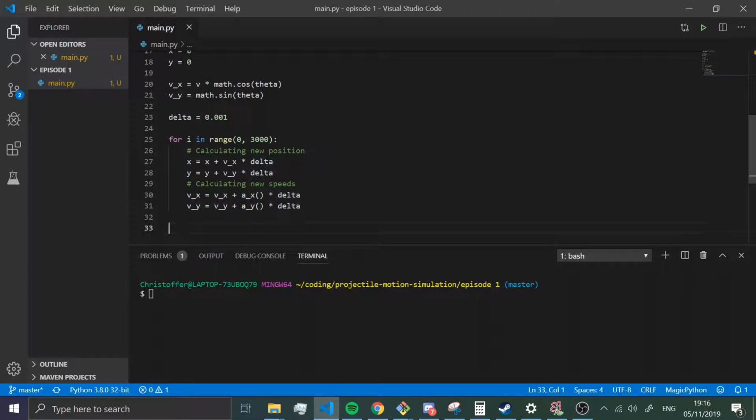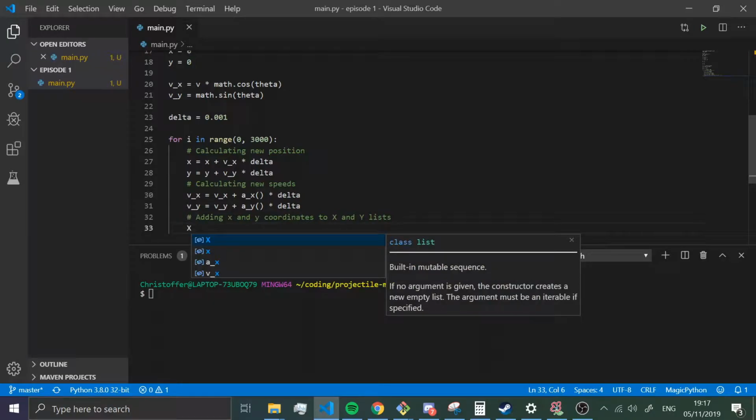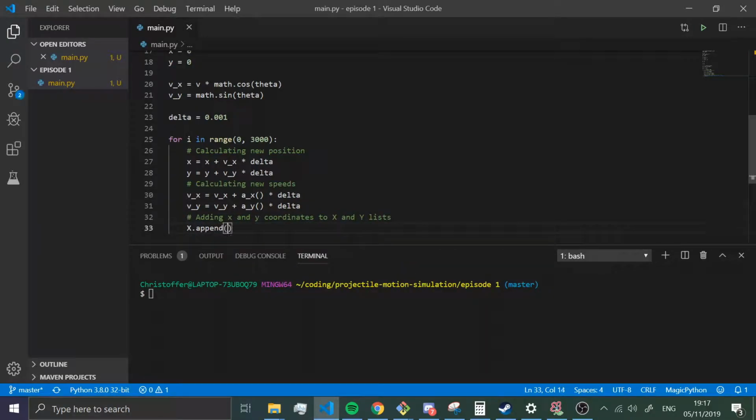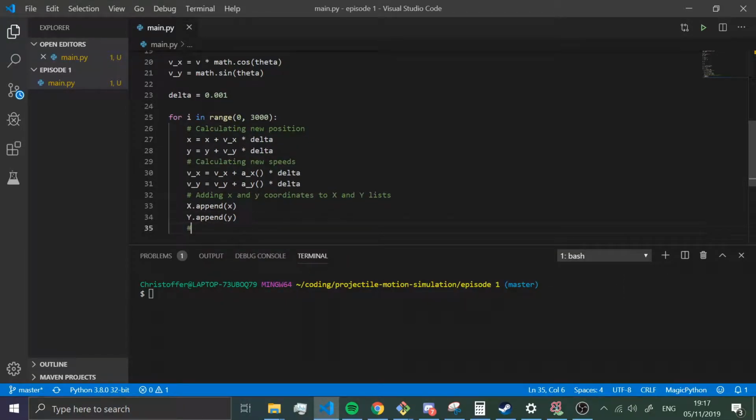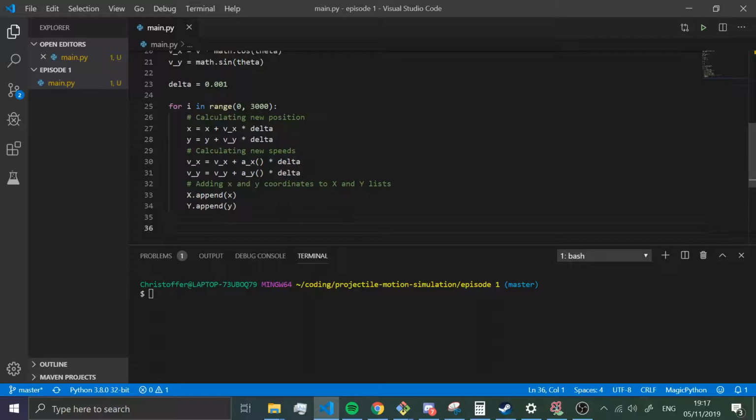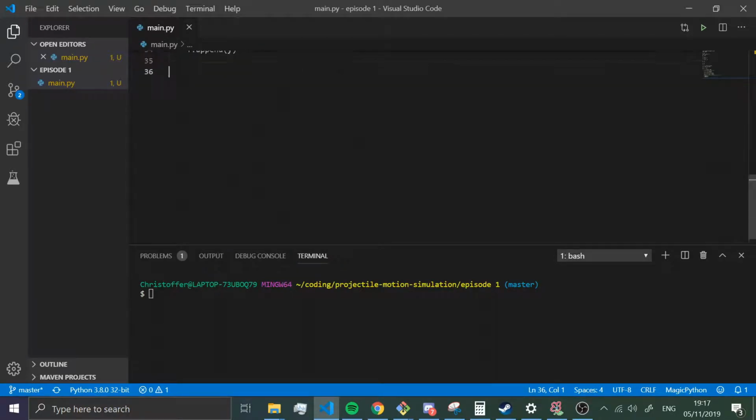All right, and now we're going to add x and y coordinates to x and y lists. So this is a common naming scheme you see me use. I have x and y in lowercase for the coordinates, and uppercase X and Y for the lists to store the coordinates. So we'll do big X dot append x and big Y dot append y. Alright, so now we have a list of x and y coordinates.